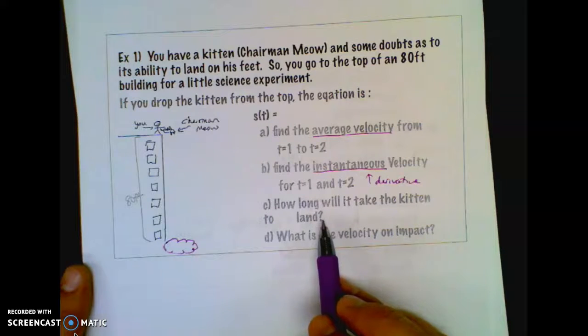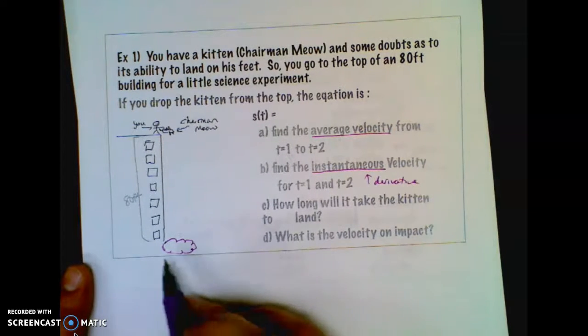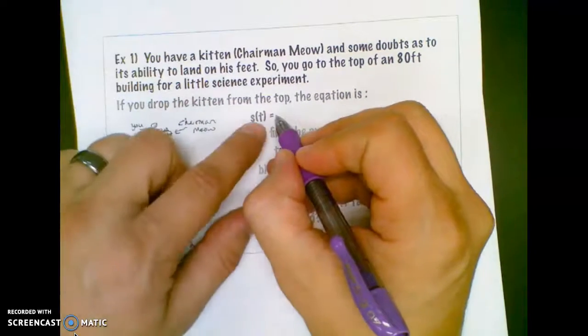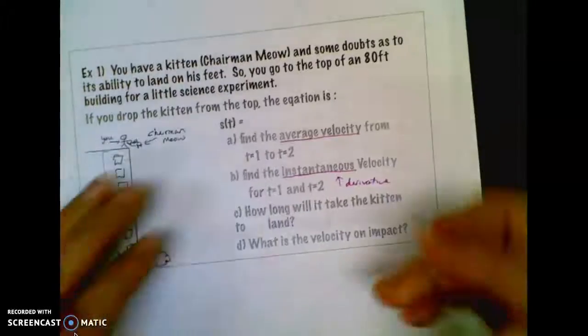And how long will it take for the kitten to land? And what is the velocity on impact of this cushioning pillow? All right, so if we're going to do that, the super important thing is we create this equation based off of that formula. So how do I create the equation?